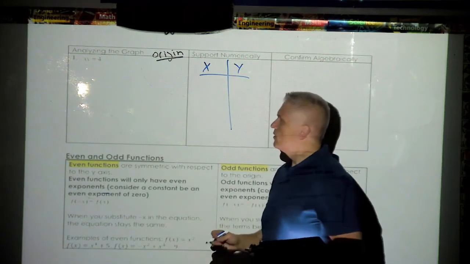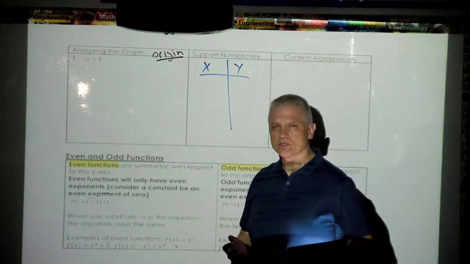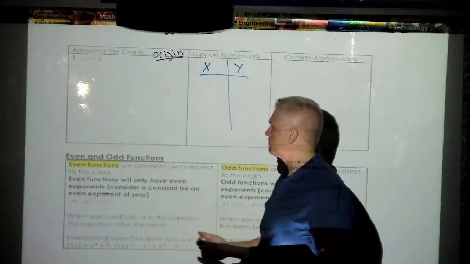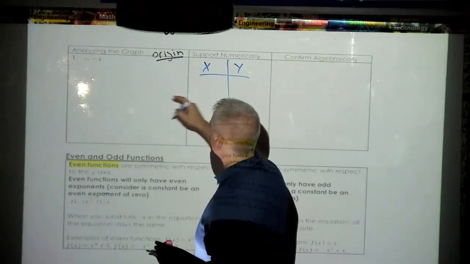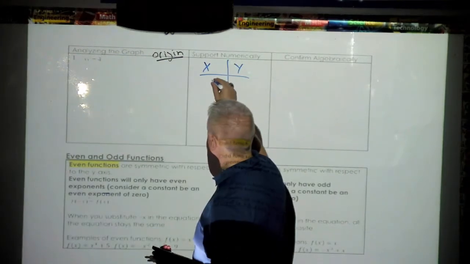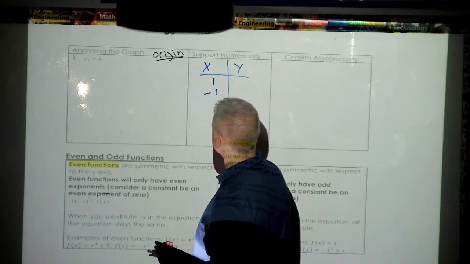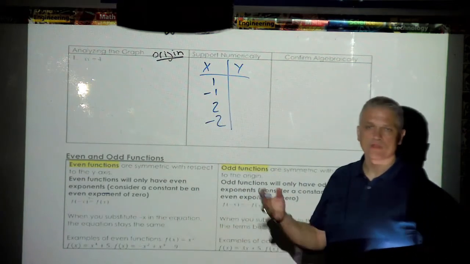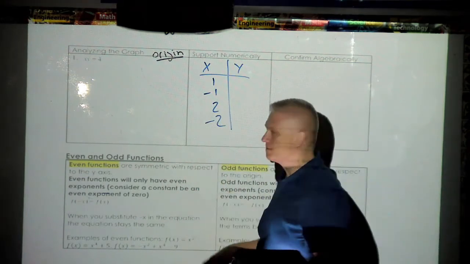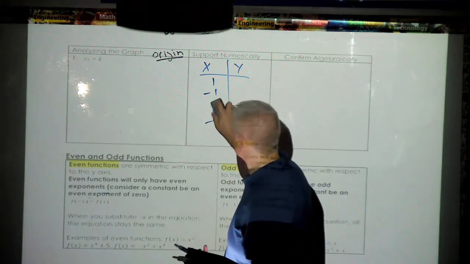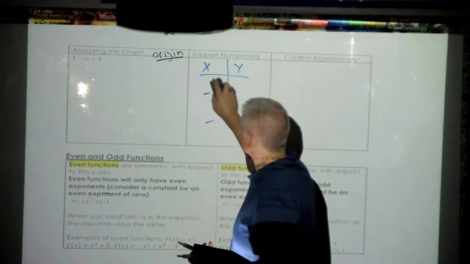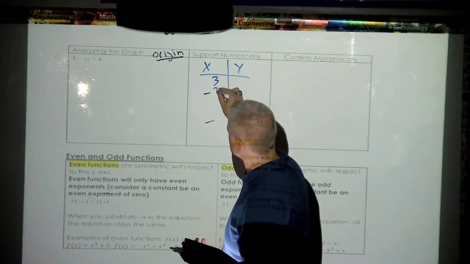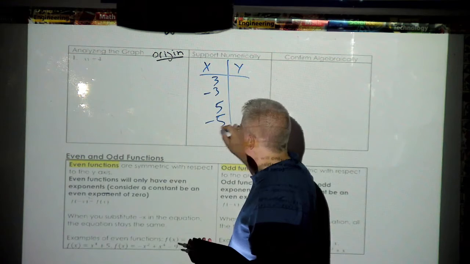Right? So what does the origin symmetry say? It says if I change the x, I change the y. I change this one, it changes that one. So let's go with 1, negative 1, 2, negative 2 again. You could go with 3, negative 3, 5, negative 5, whatever you want. As a matter of fact, let's change it up, just so nobody accuses us of doing the same number every time. Let's do 3, -3. Let's do 5 and -5 for x's.